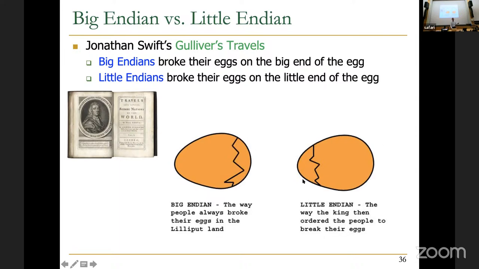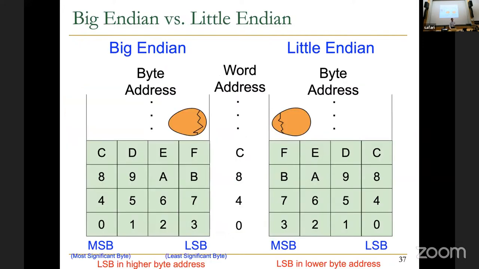And then some king came, and as usual, as the kings do, they dictate things. And this guy dictated them to actually start breaking their eggs from the little end. So it's a convention. There's no right or wrong, clearly here, right? Where do you start? So in order to make sense out of our memory, we need to define this convention also. And different ISAs, different instruction set architectures, defined it in different ways.